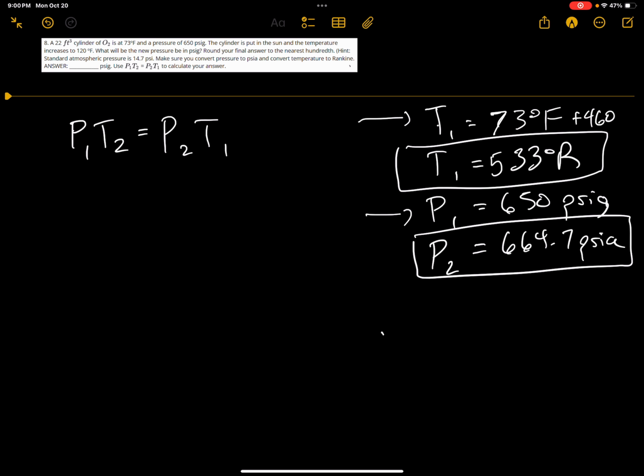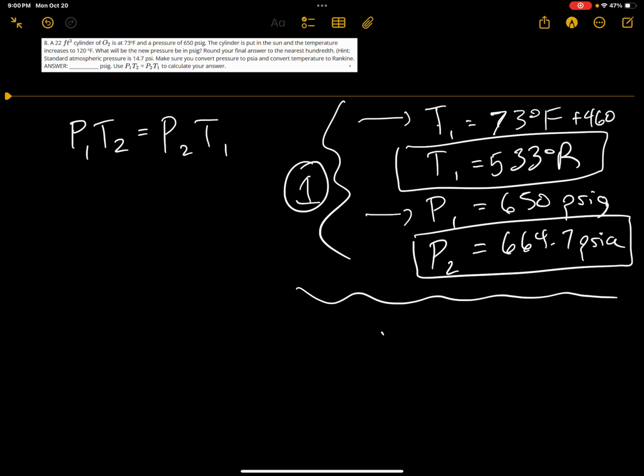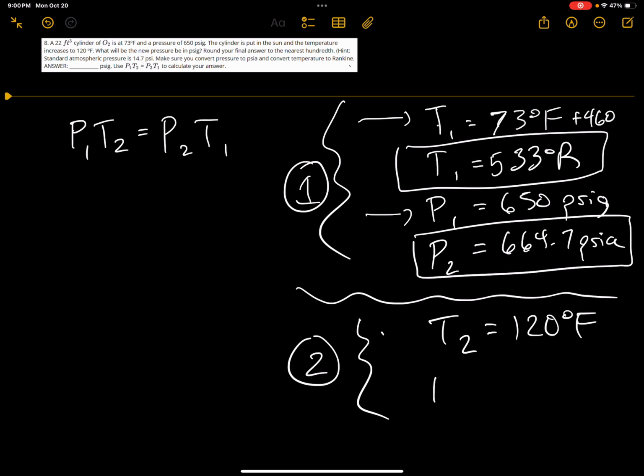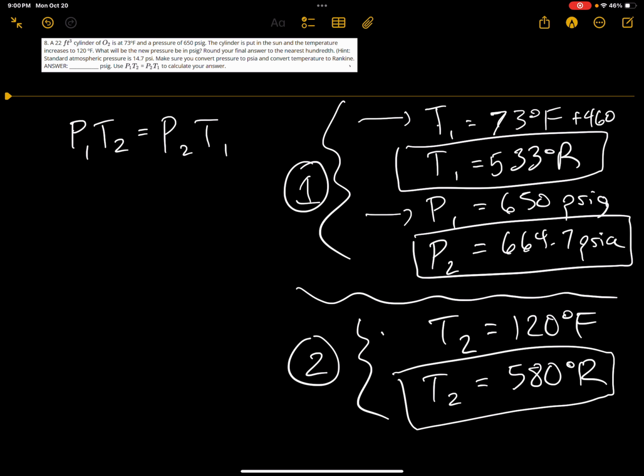So the last thing that's given, this is all state 1, and then at state 2, something happened, right? The temperature increased. So we have temperature 2, it went to 120 degrees Fahrenheit. But we can't use Fahrenheit, we need to use absolute scale, so we need to add 460 to this. So that's going to come out to 580 degrees Rankine. Okay, perfect. So we have our three values that we need, and we're going to end up solving for pressure 2. That's the only thing that's missing, right? So we just need to make sure that we plug it into the right spots.